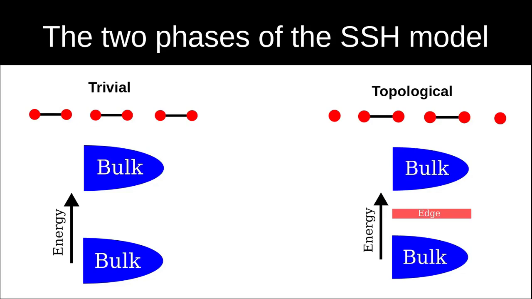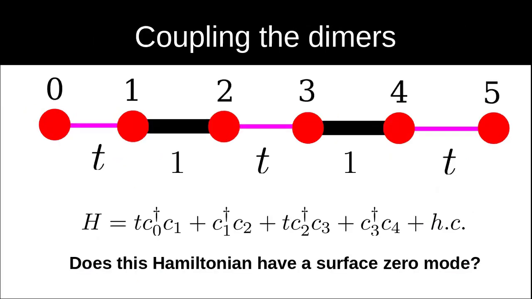So in practice, we can think that this model has these two phases. The phase that is trivial, that has a gap everywhere, and the phase that is topological, that has a gap in the bulk, and gapless edge excitations.